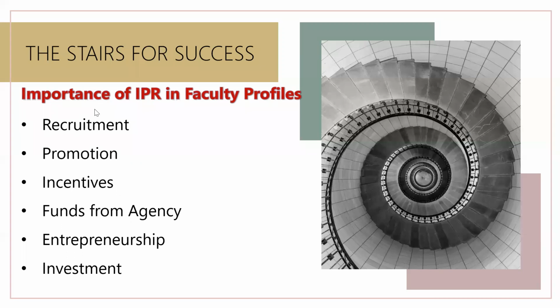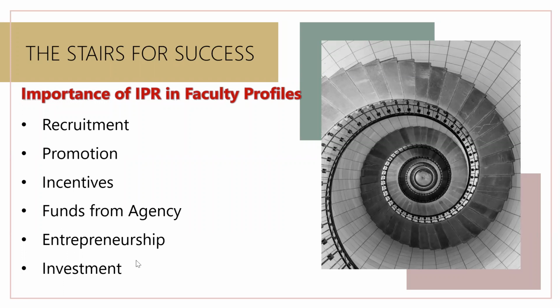If I want to see how a patent plays a role in the profile, there are some factors I am showing you here. If you are going for recruitment, they are counting the patent. If you are going for promotion in the institution, and if you want funding from a sponsoring agency, and if you want to be an entrepreneur, and if you want to invest, like I said, if you are unable to manufacture a patent on a mass scale, then you give the license to another person. That will give you value.